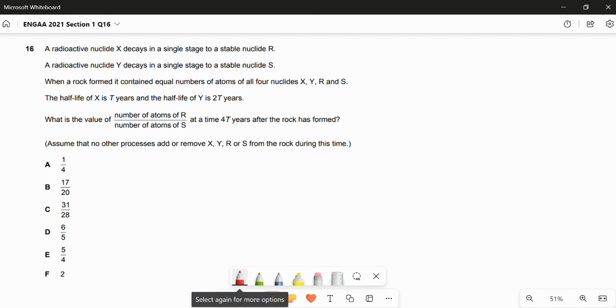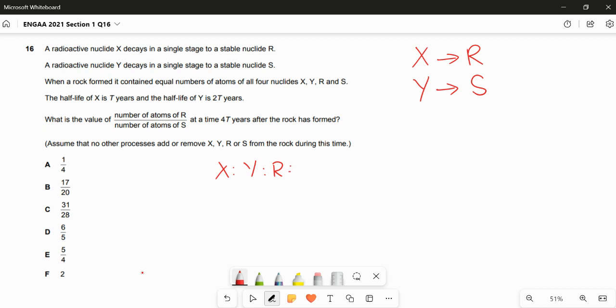A radioactive nuclide X decays in a single stage to stable nuclide R, and Y decays in a single stage to stable nuclide S. When a rock formed, it contains equal numbers of atoms of all four nuclides, so X to Y to R to S would be 1, 1, 1, 1. The half-life of X is T years, and the half-life of Y is 2T years.